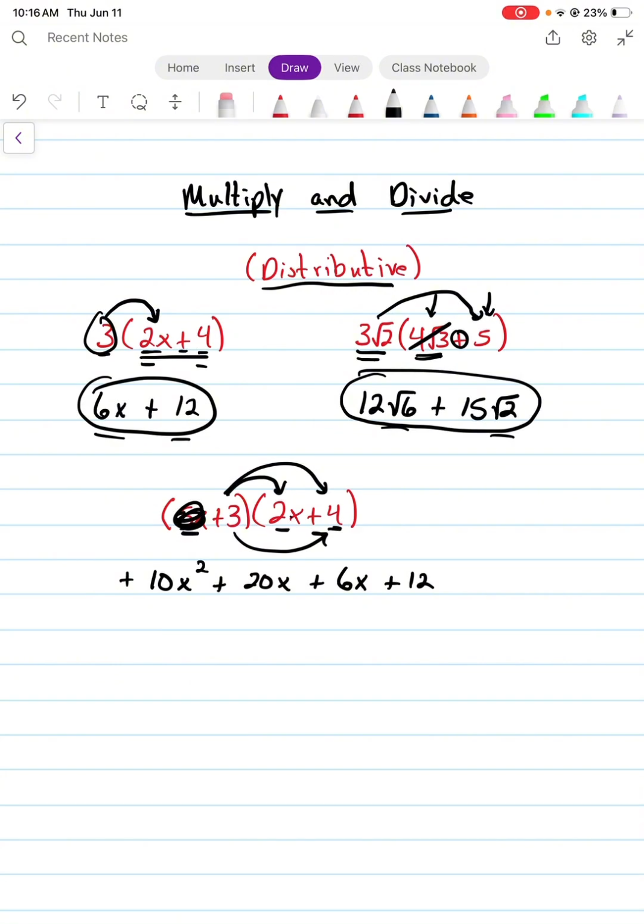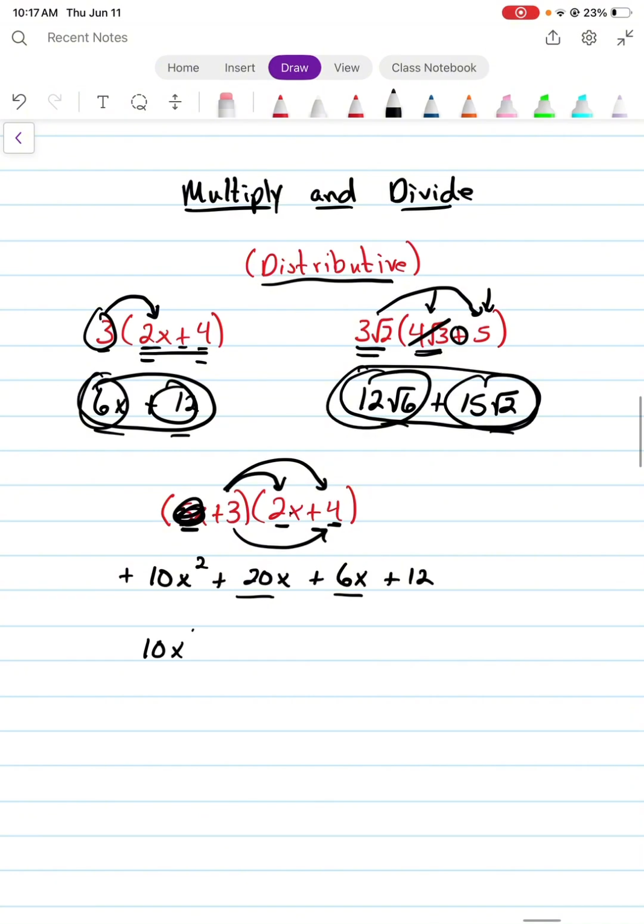Same thing we had up here. You can only add and subtract when things are alike. These were not alike. These were not alike. That's the reason I didn't add or subtract. However, these two things are alike. 10x squared has nothing to combine with. There's no other x squareds. 20x's, 6x's gives you a total of 26x's. Again, we add and subtract things that are alike. And when you add or subtract, they stay alike. They stay x. And the plus 12 has nothing to combine with.